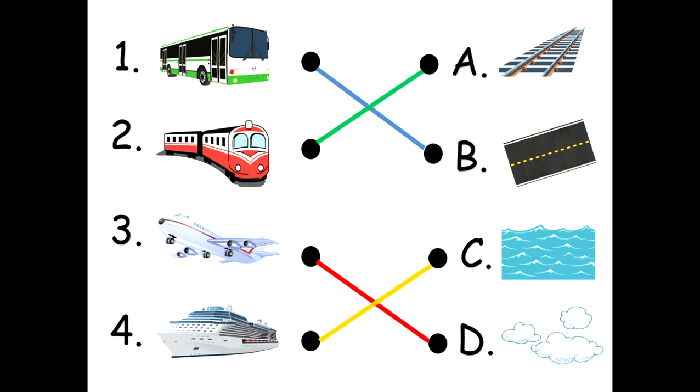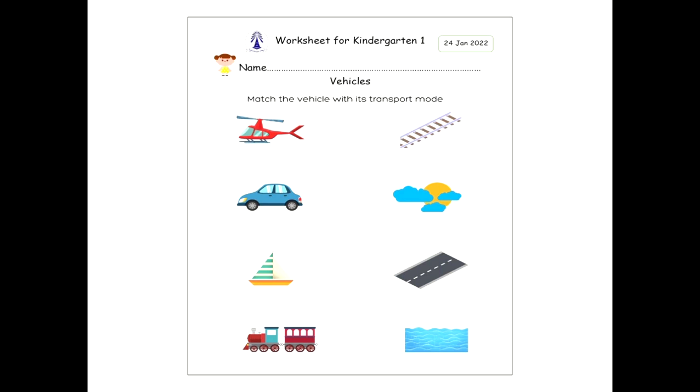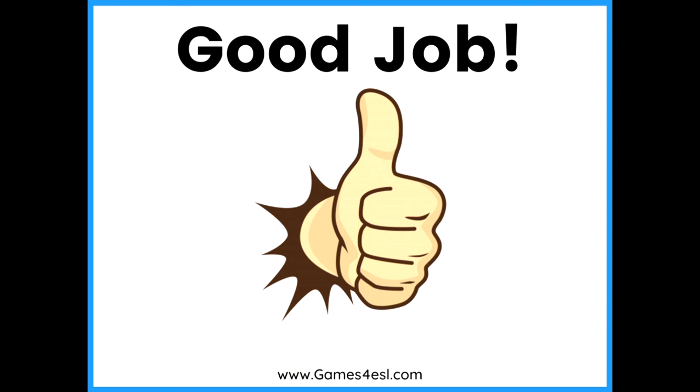That's your activity. And now for your worksheet, match the vehicle with its transport mode. This is the copy of your worksheet. You can get a copy and answer through your cell phone and send it back to the line group when you're done. So good job.